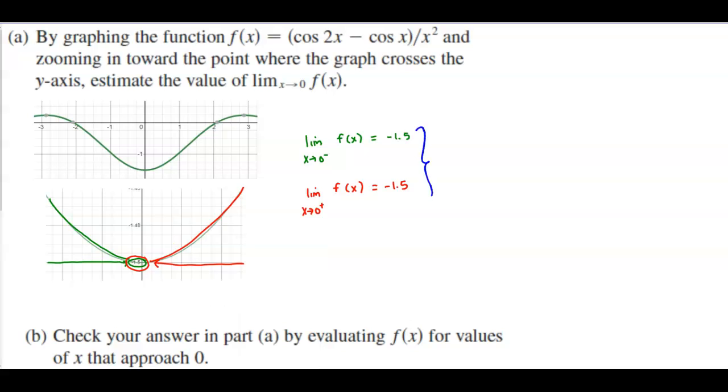So therefore, since these are equal, we can say the limit as x is approaching 0 of the function, the cosine of 2x minus the cosine of x divided by x squared is equal to negative 1.5.